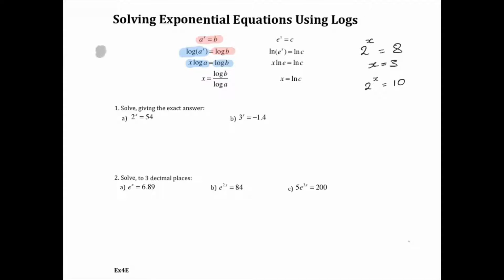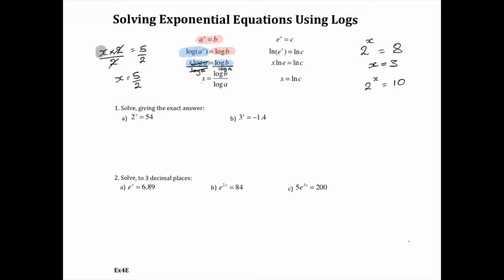X times anything like 2, if that equals, say, 5, you would just divide both sides by 2. Cancel, x equals 5 on 2. So you know that. So if I'm doing x times this number, log a is just a number, whatever a is, I would just divide by log a to get rid of it. So that cancels out with that. But what you do to one side, you have to do to the other. So what do I get? X equals log b over log a. And you can just put it into your calculator to find the answer.